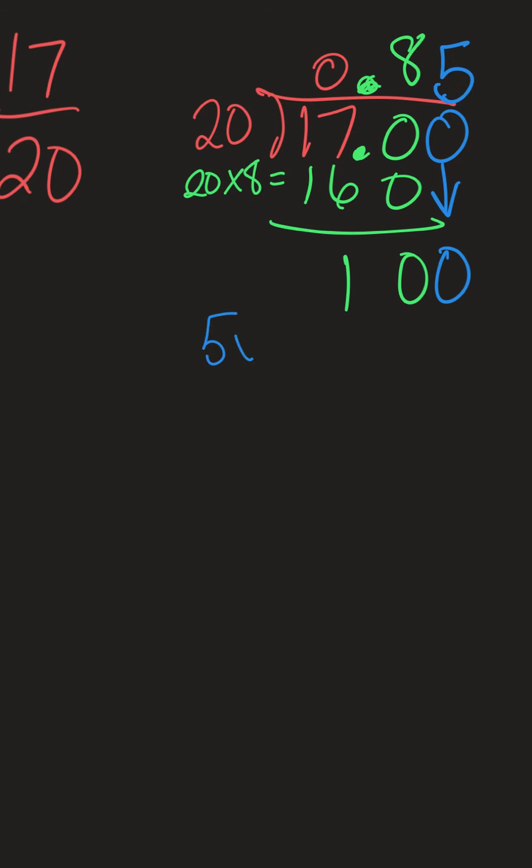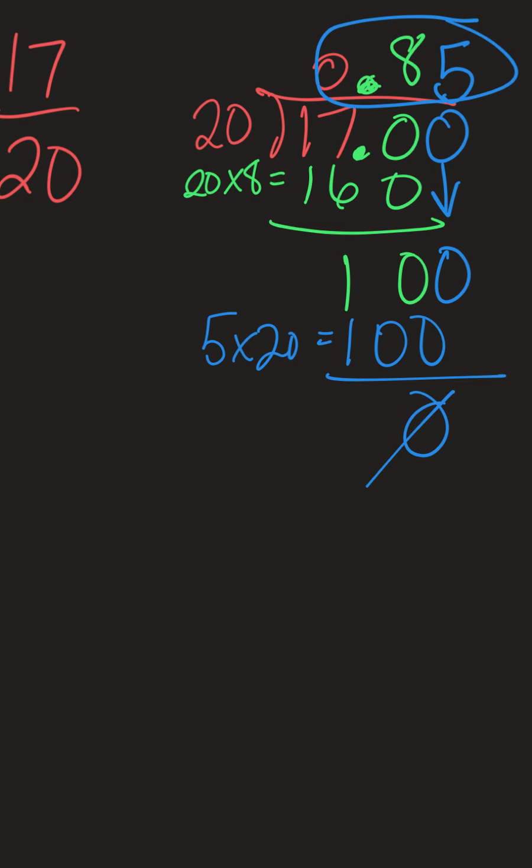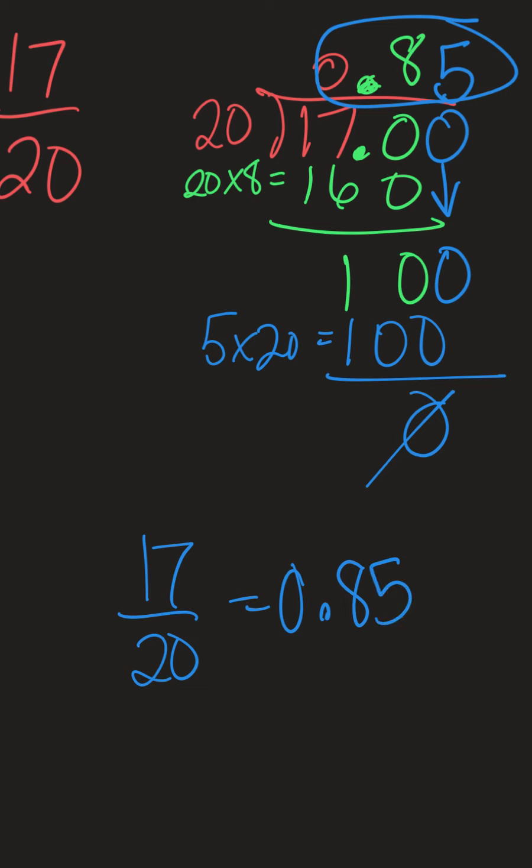5 times 20 gives me 100 also, and we are done, and our decimal for 17/20 would be 85 hundredths. Happy practicing!